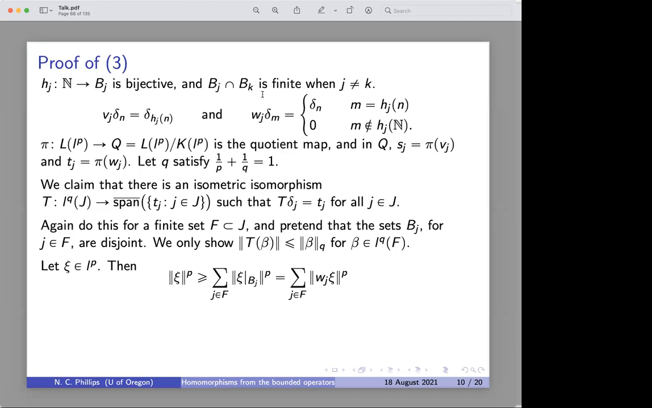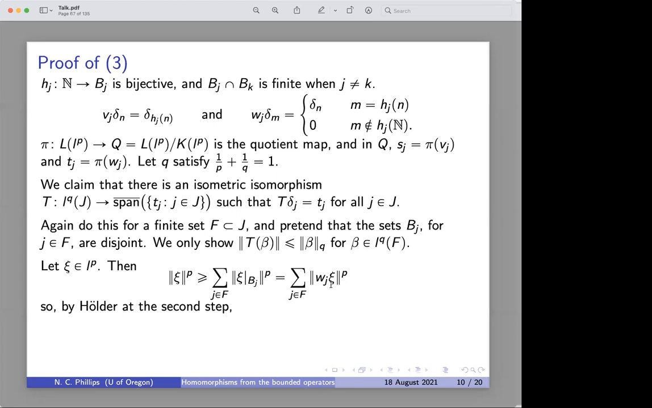So I'm going to take C in lp, and then I'm going to consider C restricted to these sets Bj. The sets Bj are disjoint, and so the sum of the p powers of their norms is the norm of C restricted to the union of the Bj, which is less than or equal to the norm of C to the p power. But now, since W is isometric on the things supported in Bj, this is the same as the sum of the p powers of the norms of Wj(C).